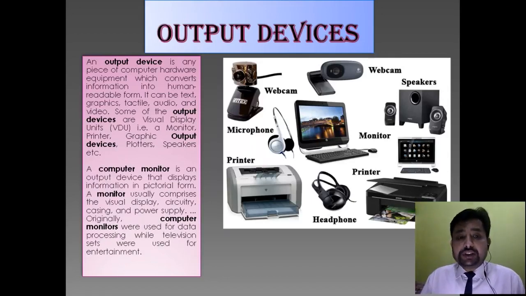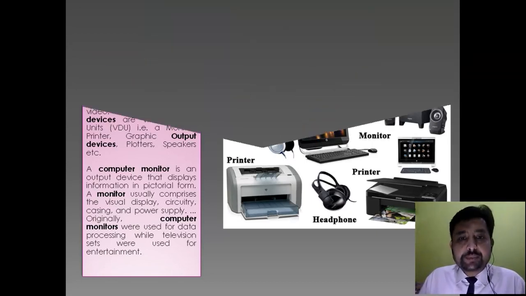So I am giving one example, the monitor, which is an output device of the computer. A computer monitor is an output device that displays information in pictorial form. A monitor usually comprises the visual display, circuitry, casing and power supply. Originally, computer monitors were used for data processing, while television sets were used for entertainment.